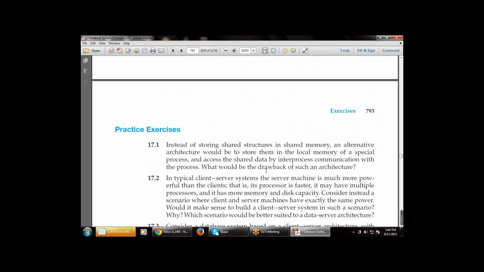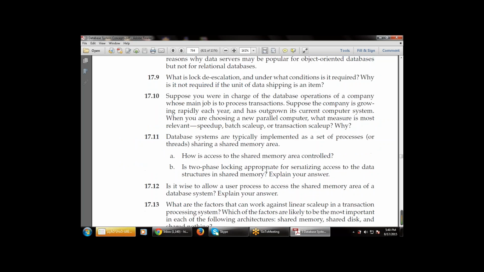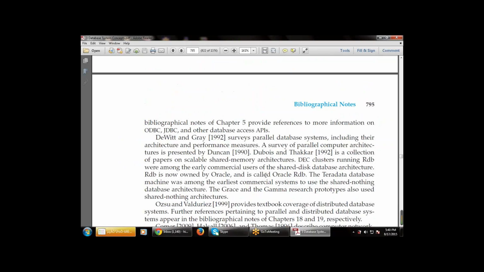These are the few topics that we have covered in this chapter. These are the various review terms questions, these are the practice exercise questions. This is the bibliographic notes.